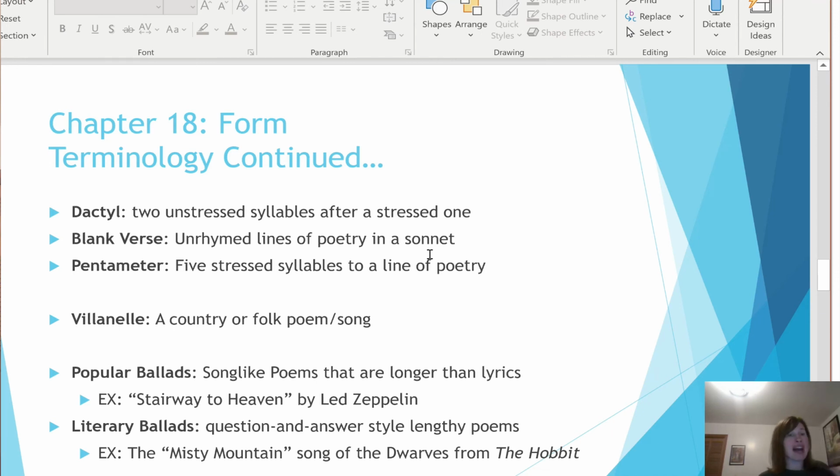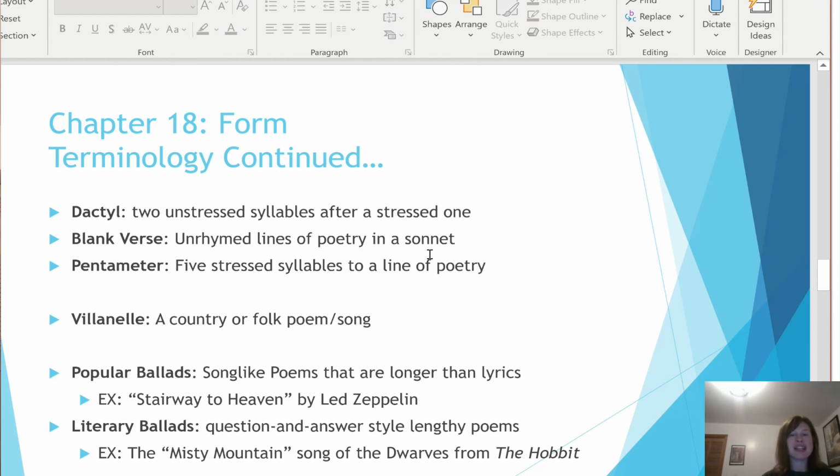Pentameter is when there's 5 stressed syllables in a line of poetry. It's a lot of stress in a pentameter. And then a villanelle. I like villanelle. I just like this term because it's just a folk poem or a country song is a villanelle. It's just a very southern sounding term.